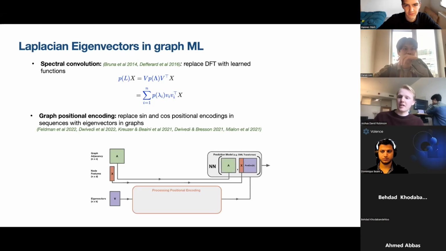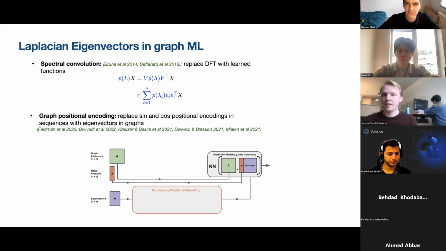Another important example of the application of the graph Laplacian's eigenvectors is to graph positional encoding. And this has been a really rapidly growing literature recently. The idea is simple enough, which is that we would like to add additional features to each node of our graph. And we would like these features to capture some structural information about the graph.